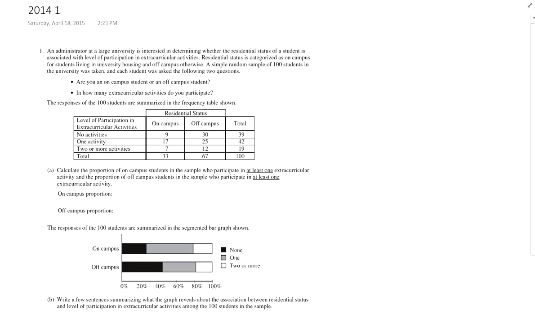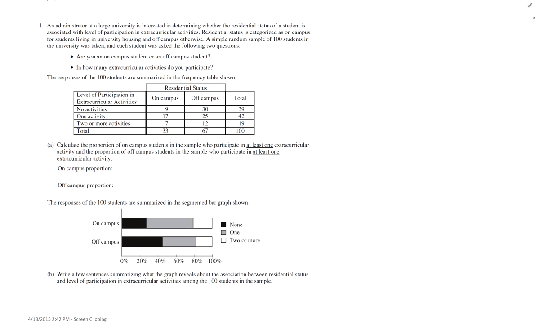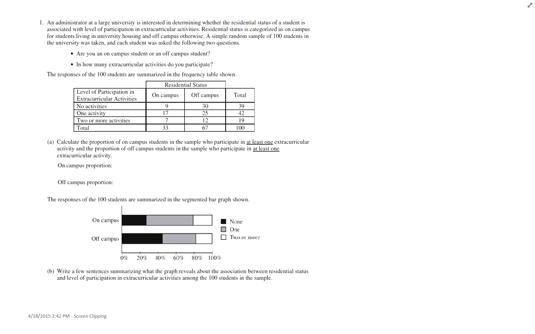Okay, here we go. 2014, number one. An administrator at a large university is interested in checking the association of living on or off campus with participation in extracurricular activities. So you've read the problem, so let's look at A.